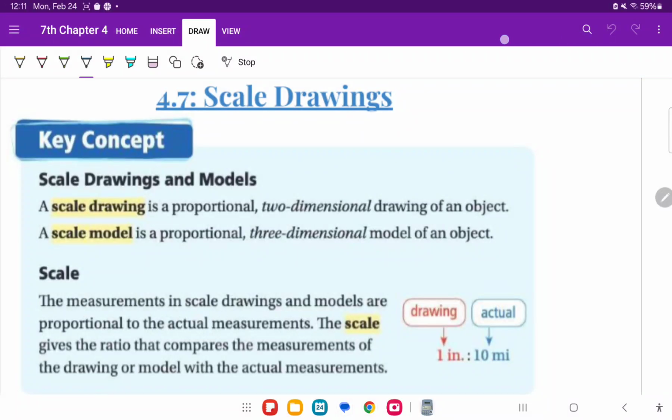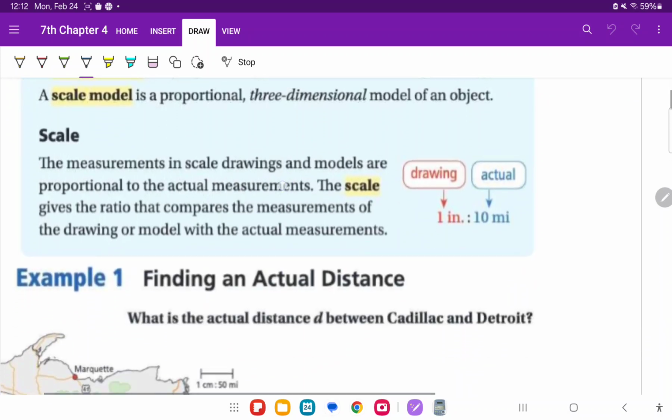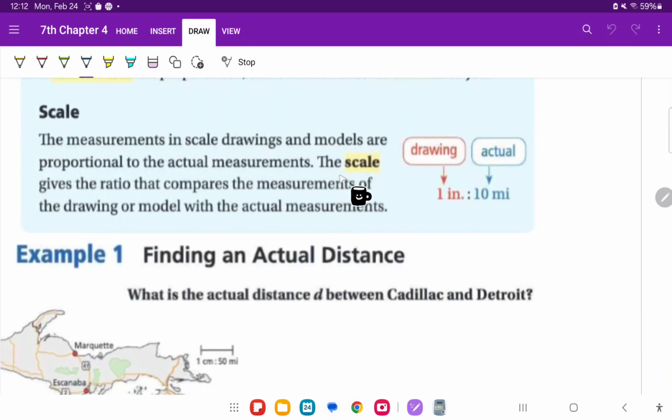Okay, so we're going to look at our scale drawings, 4.7 scale drawings. A scale drawing is a proportional two-dimensional drawing of an object. A scale model is a proportional three-dimensional model of an object. So scale is the measurements in scale drawings and models are proportional to the actual measurements. The scale gives the ratio that compares the measurements of the drawing or model to the actual measurements.